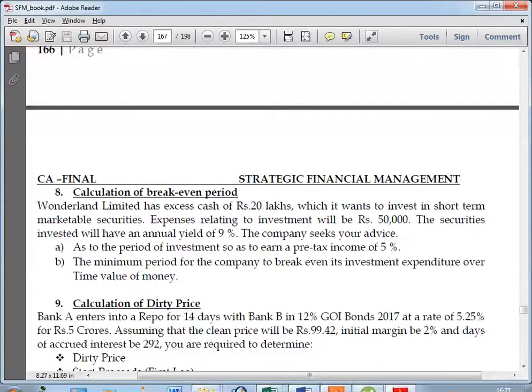Next point. The total return to be earned by the company is 7.5%. Clear? Below that, 9% equals 12 months, 7.5% equals question mark. That question mark is your answer.